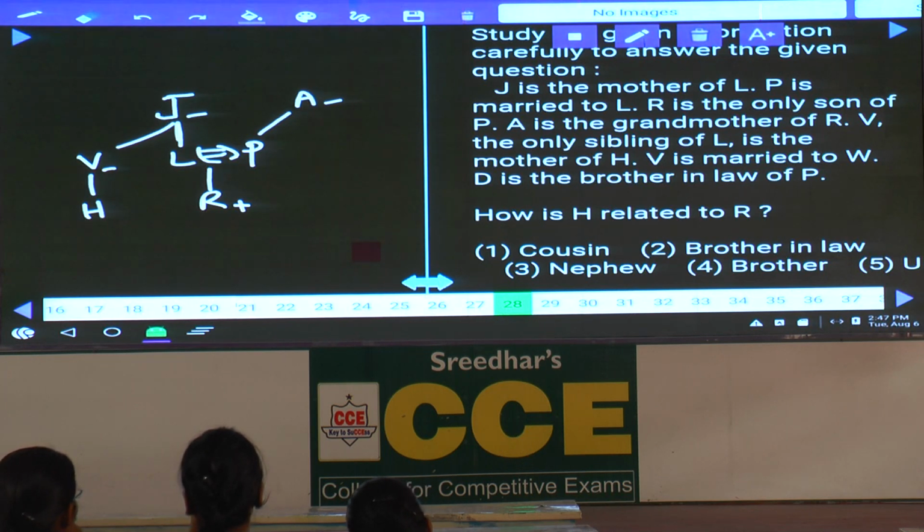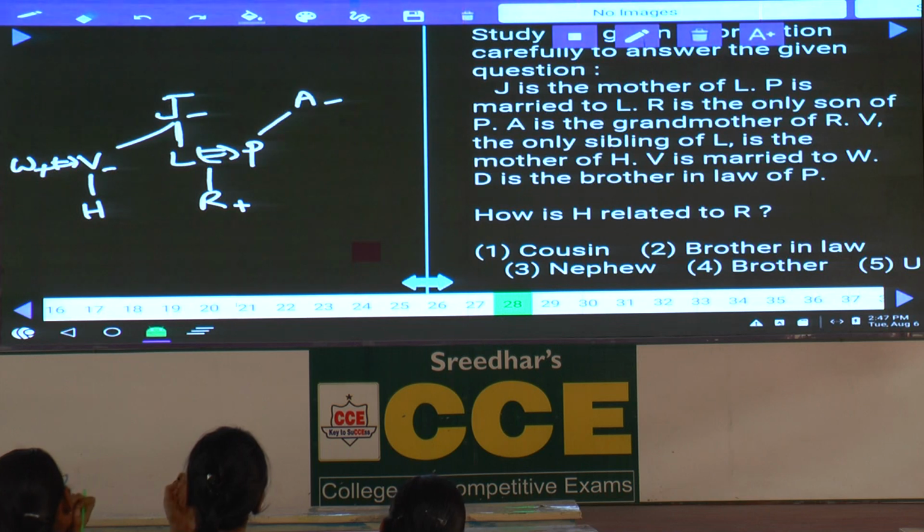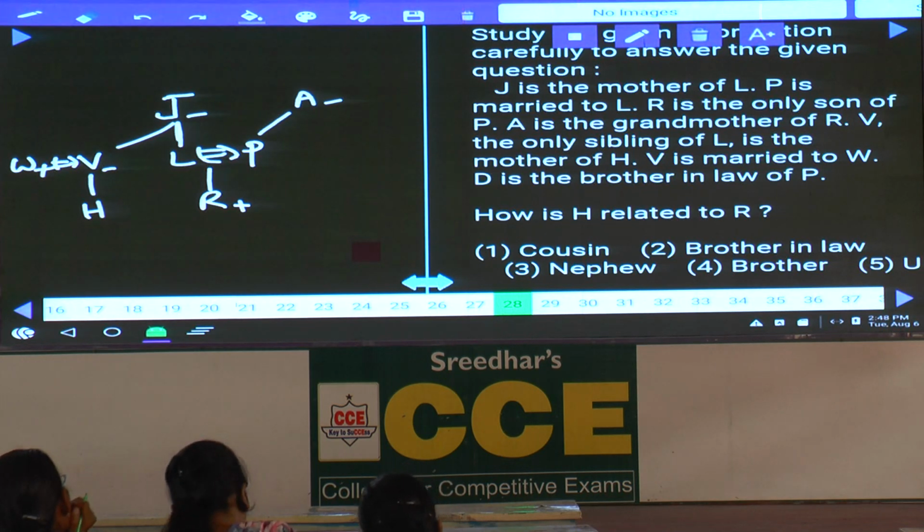And mother of H, V is married to whom? V is married to W. W is a male. And D is the brother-in-law of P. As D is the brother-in-law of P, tell me how to write down this. D is the brother-in-law of P means, tell me how to represent this one.